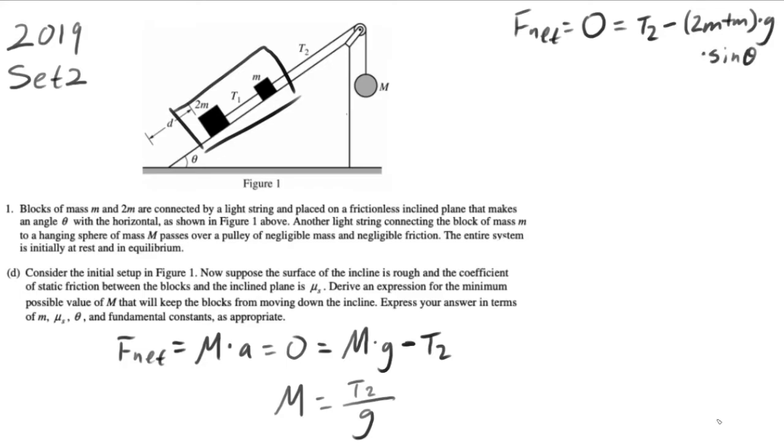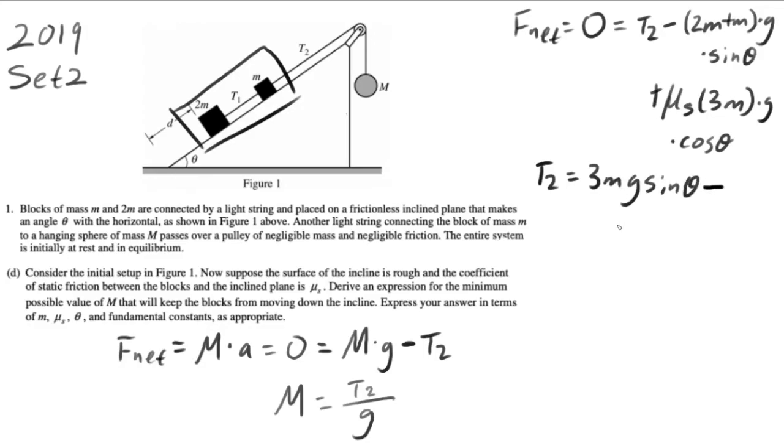So we're finding the bare minimum value of M. So if M were a bit smaller than the value that we're looking for, the blocks will start moving down the ramp. So if the blocks start moving down the ramp, friction would need to be up the ramp to prevent this from happening. So it's in the direction with T2, so we're going to add friction. And friction is the coefficient of friction times normal force, which is coefficient of friction, mu s, times the total mass of 3m times g times cosine theta. So if we move T2 to the left, multiply both sides by -1, we get T2 equals 3mg sine theta minus mu s 3mg cosine theta.